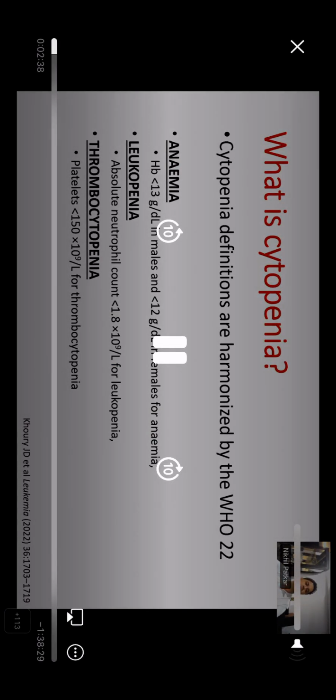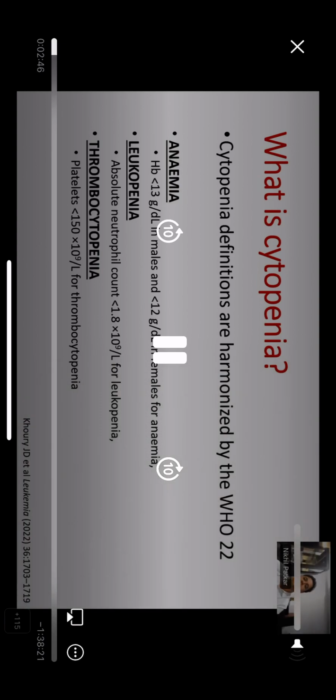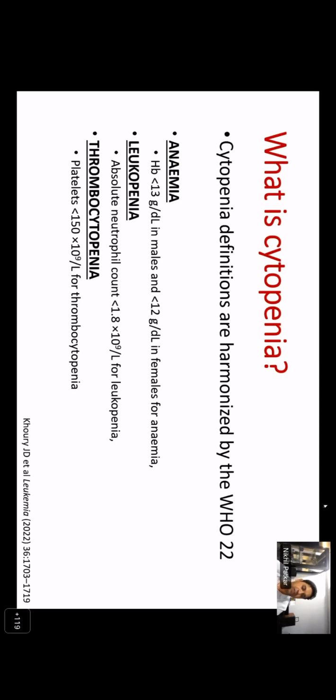So before we start on the clonal approach to cytopenia, we must first understand what cytopenia is. The definition has been harmonized by the new WHO classification of myeloid malignancies. It categorically states that to call something anemia, the hemoglobin should be less than 13, and less than 12 for females. For leukopenia, it is the absolute neutrophil count, which should be less than 1800. For thrombocytopenia, the platelet count should be less than 150,000.